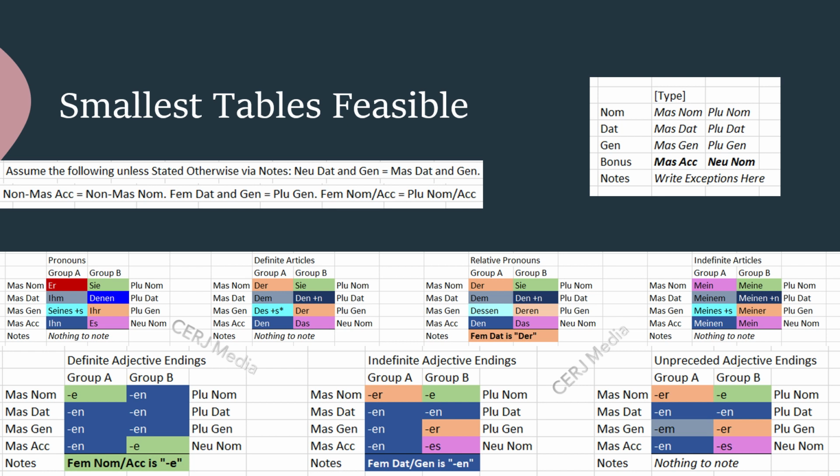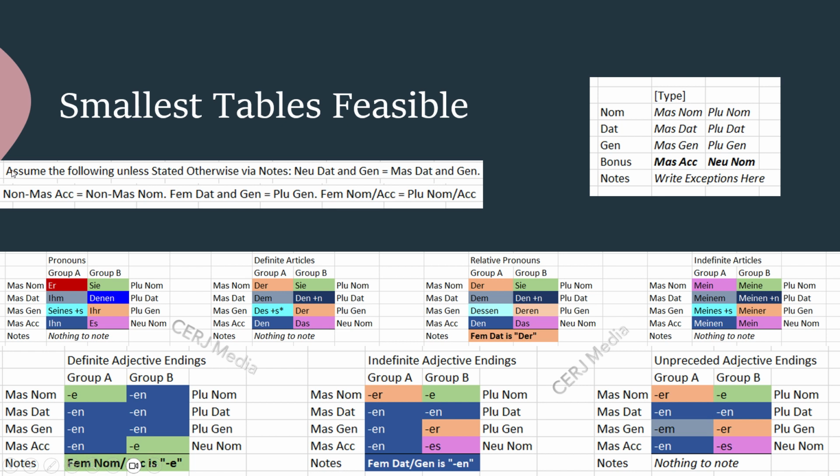The feminine is just the same as the plural. Not all, but in a lot of the instances. That's why we have the exceptions right here. So all you need to do is look at this chart right here, and then just remember that the neuter dative and genitive is the same as the masculine dative and genitive, as well as remembering that the non-masculine accusative is the same as the non-masculine nominative, and just remember that the feminine dative and genitive is the plural genitive, and that the feminine nominative and accusative is the same as the plural nominative and accusative.